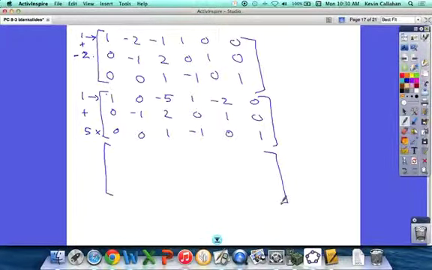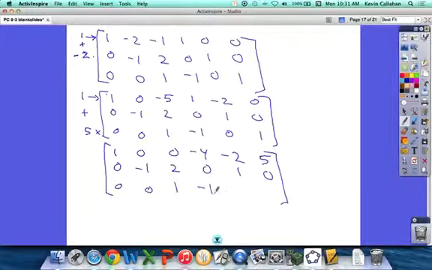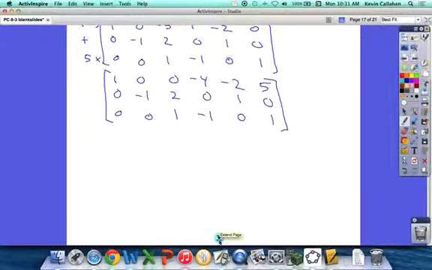So that'll be 1, 0, 0, and then negative 5 plus 1, negative 4, right? Negative 2, negative 5 times 1 is 5. There we go. And nothing else changes at this time. So we have 0, negative 1, 2, 0, 1, 0. 0, 0, 1, negative 1, 0, 1. Okay, now we need one more 0.